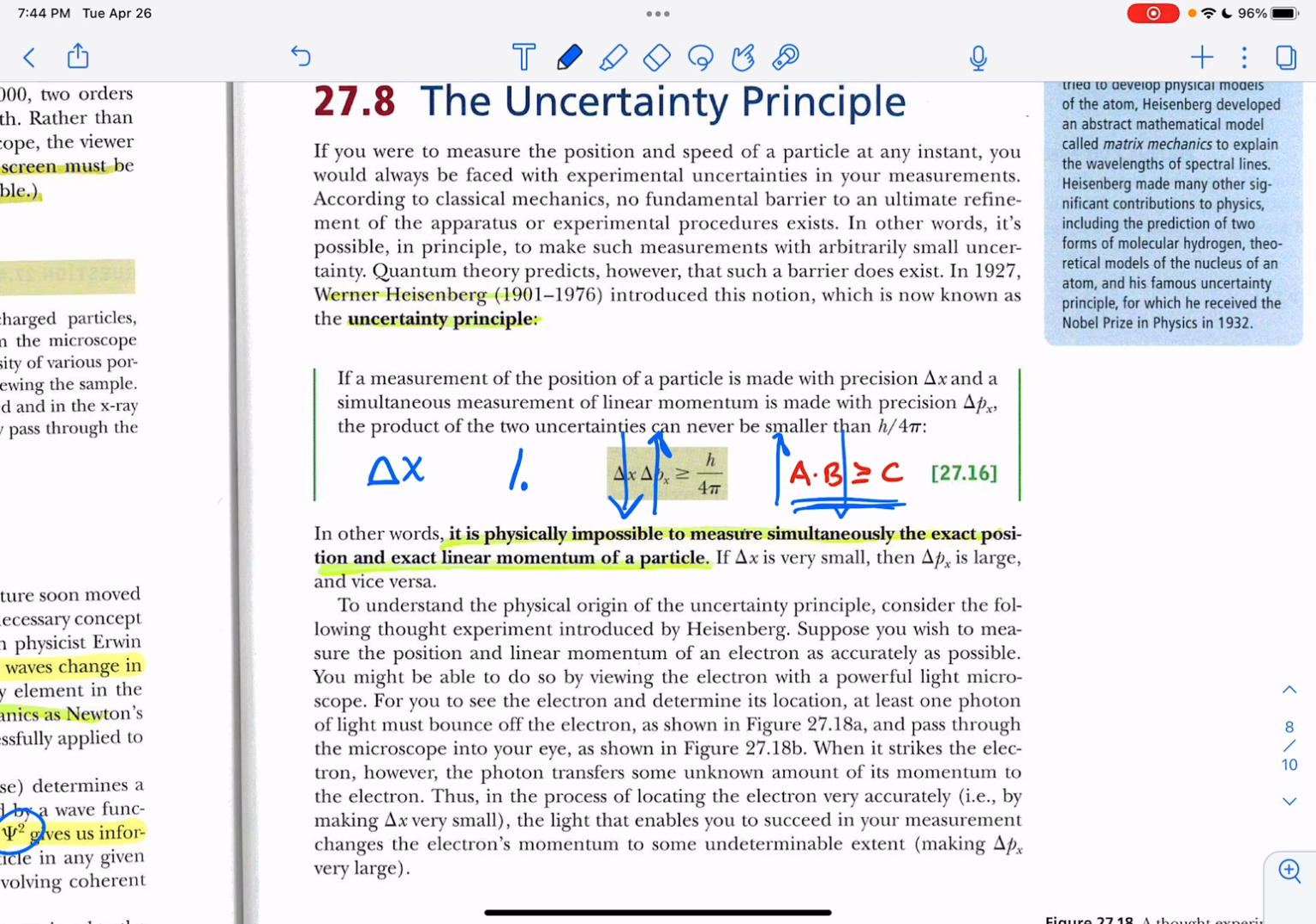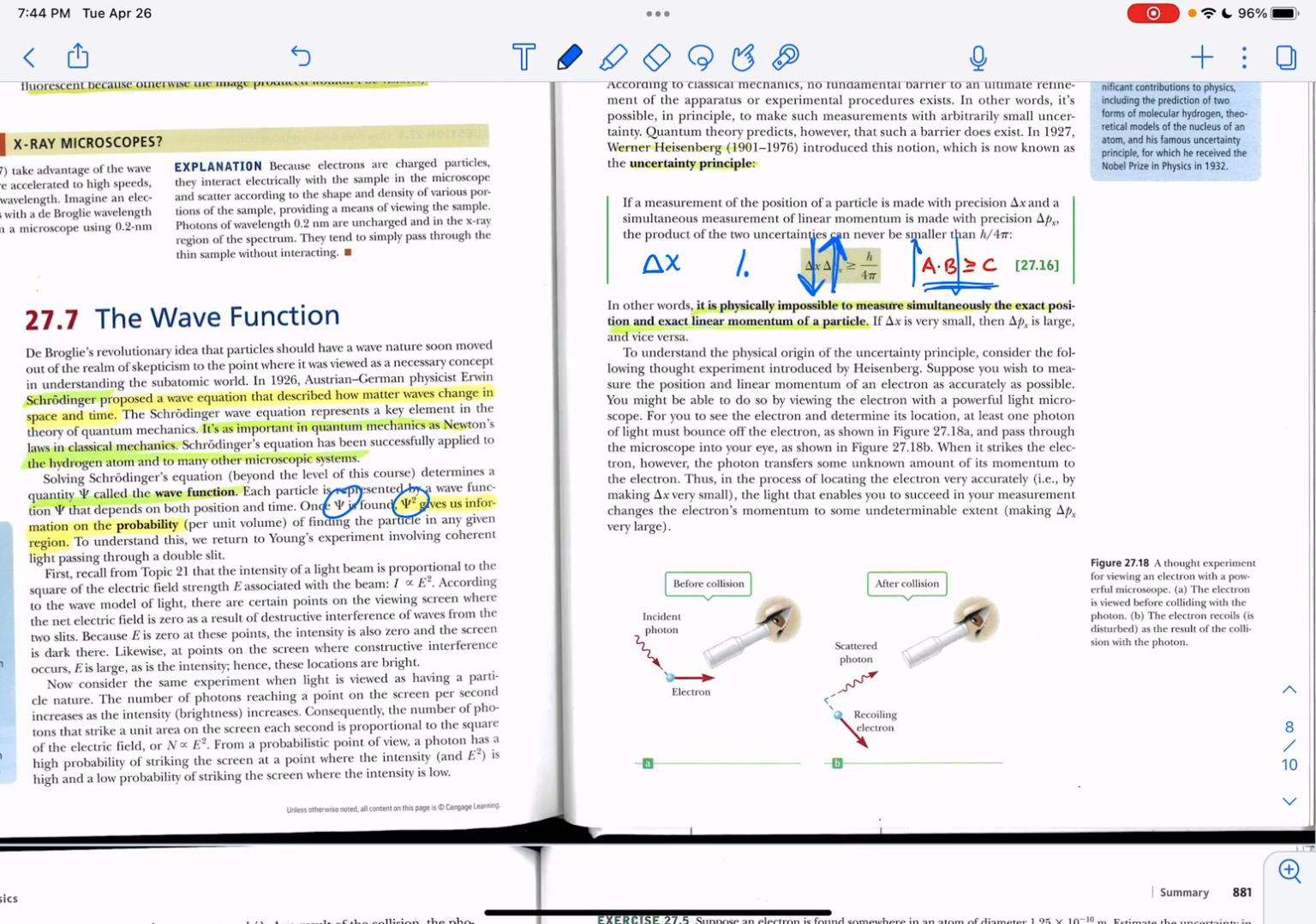Do you want to know the momentum really well and have a very, very small delta P? Then you're going to have to give up having a whole lot of confidence in its position. There's always going to be uncertainty there. So the less uncertainty you have in one, the more uncertainty you're going to have in the other. This is the Heisenberg uncertainty principle. And again, it is a function of the act of doing science. It's a function of the act of measurement.